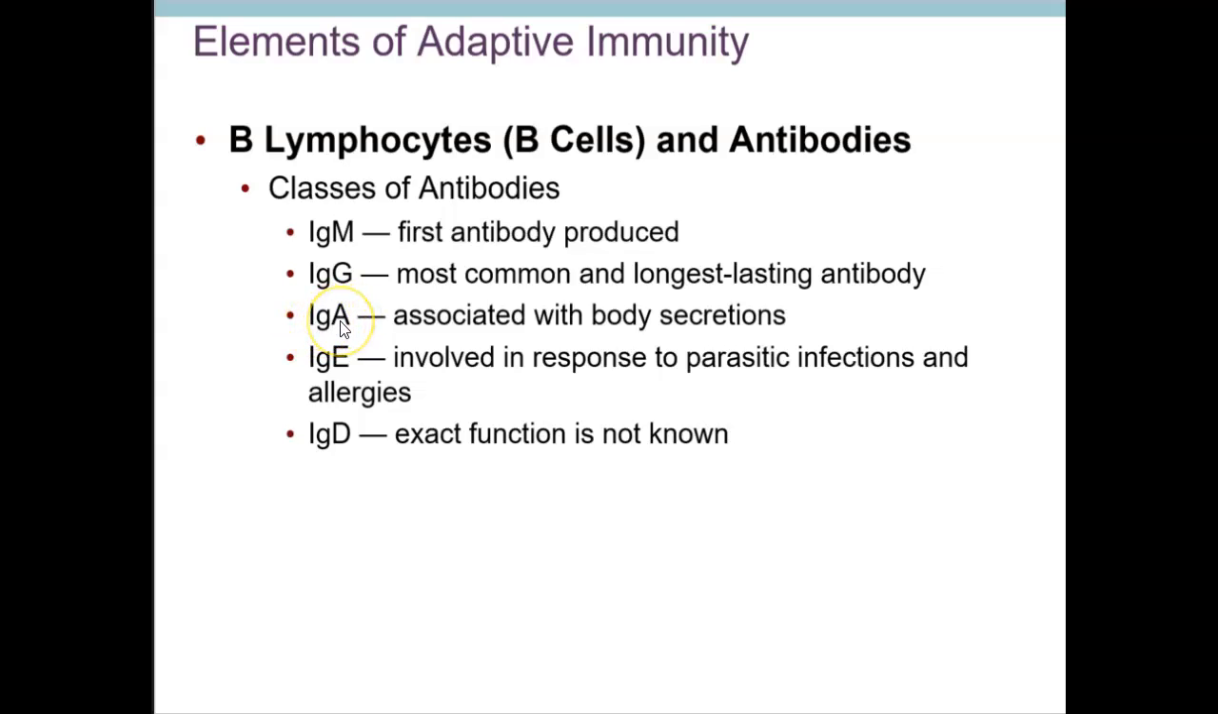IgA is found in body secretions. Basically, if it's wet and it comes out of your body, it probably has IgA in it. So tears, saliva, vaginal secretions, nose secretions, lots of milk. Milk has IgA. IgE is one that's made in response to parasitic worms and also to allergies. And so we find that people who have allergies often have elevated amounts of IgE antibodies. IgD is the least common, and it's also the one about which we know the least.